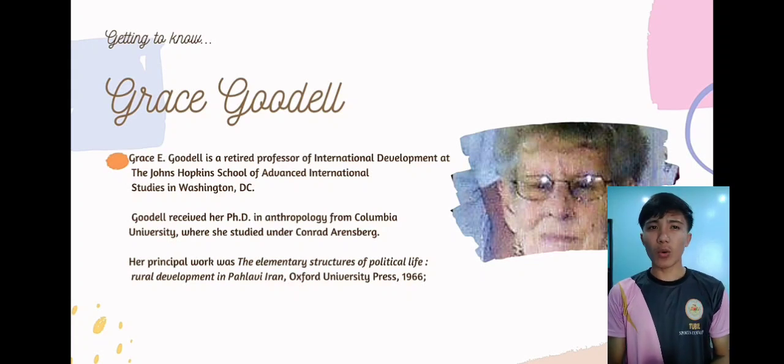So first, let us know who is Grace Goodell. Grace E. Goodell is a retired professor of international development at the Johns Hopkins School of Advanced International Studies in Washington, D.C. Goodell received her PhD, or Doctor of Philosophy, in Anthropology from Columbia University, where she studied under Konrad Arnsberg. Her principal work was The Elementary Structure of Political Life: Rural Development in Pahlavi Iran, Oxford University Press, 1966.